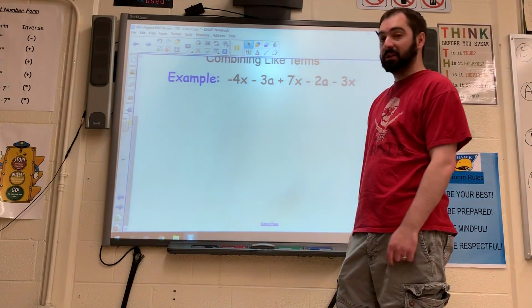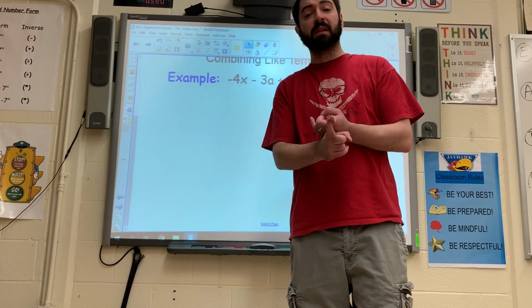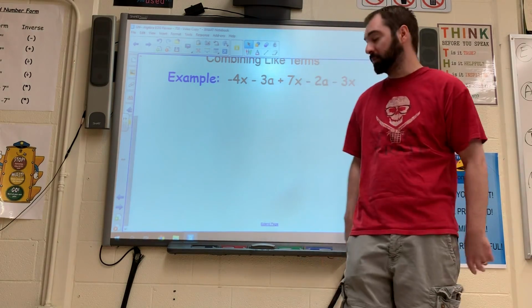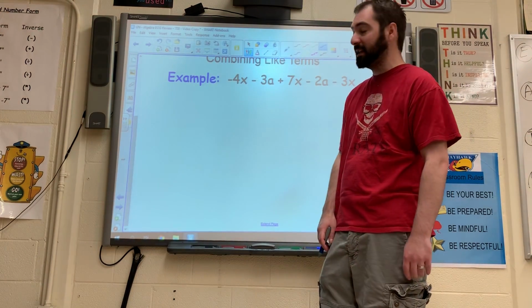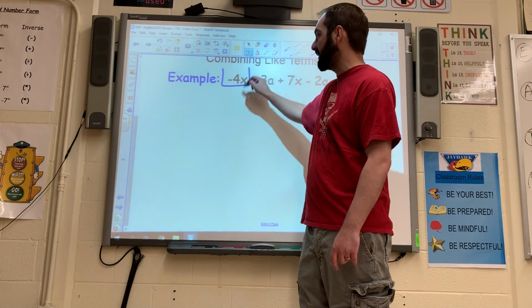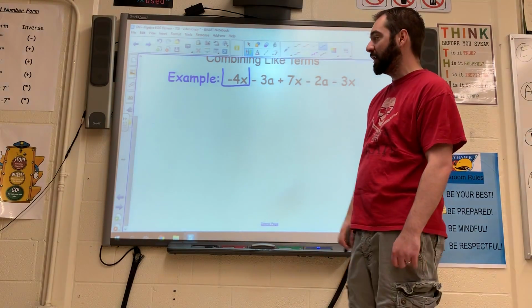We're going to be combining some like terms. Remember, like terms mean that variables with the same variable go together or constant numbers will go together. Again, use some sort of system to help code in your answers to make the math easy. So here, I have a negative 4x. I know it's negative because of that negative sign in front of the 4x.